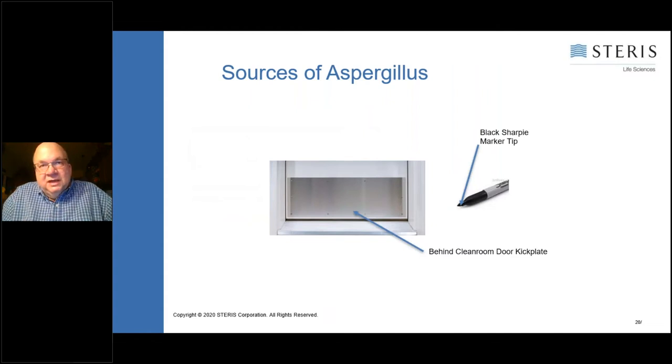And sometimes these doors, one of the big problems with them is they're made with honeycomb, and that material lends itself to mold growth. And sometimes the kick plates, as we show here on the door, when operators kick them in, water and moisture can get behind the kick plate. We've seen facilities where Aspergillus and other molds will grow at a very high level behind it. So that door may need to be changed out to a solid stainless steel door. And in fact, even in the head of a black Sharpie marker, Aspergillus can grow. So I'd recommend sterile markers and sterile pens.